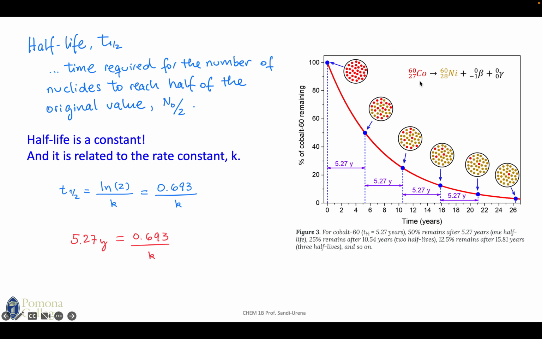For cobalt-60, we know from this plot the half-life, that would be 5.27 years. So we can solve this equation for the constant. And this is the rate constant for cobalt-60. It is a specific characteristic, it will not change. It's unique for cobalt-60, and we see that it has reciprocal time units, years to the negative first. We can also have it in reciprocal seconds, reciprocal minutes.